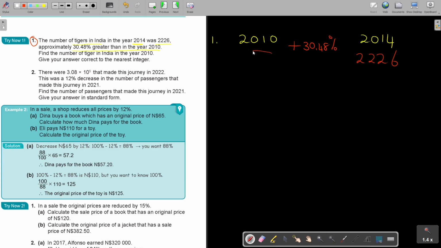And now again, I want this. So I want to reverse back. So it was 100, then it increased, then it is 130.48%. It was 100. And I'm looking for this one. So let me just write it a little bit better for you. So I'm going to say it was 100% and it increased.